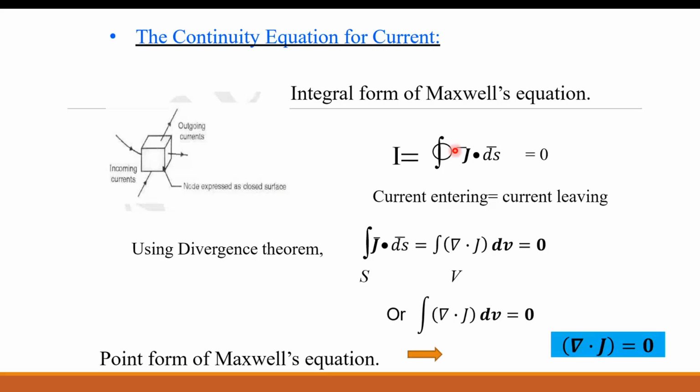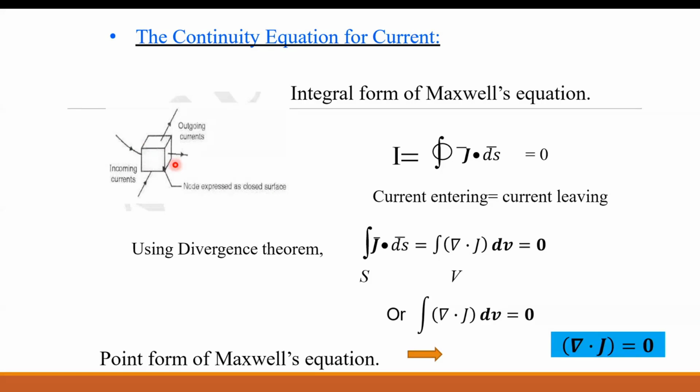If this integration is not closed, then we will get some value of I in terms of amperes. If you are measuring only outgoing current, then it has some value. But if outgoing and incoming currents are both there, then they are opposite to each other, so they will cancel each other, and the net current through the node, or through a volume similar to a node, is 0.